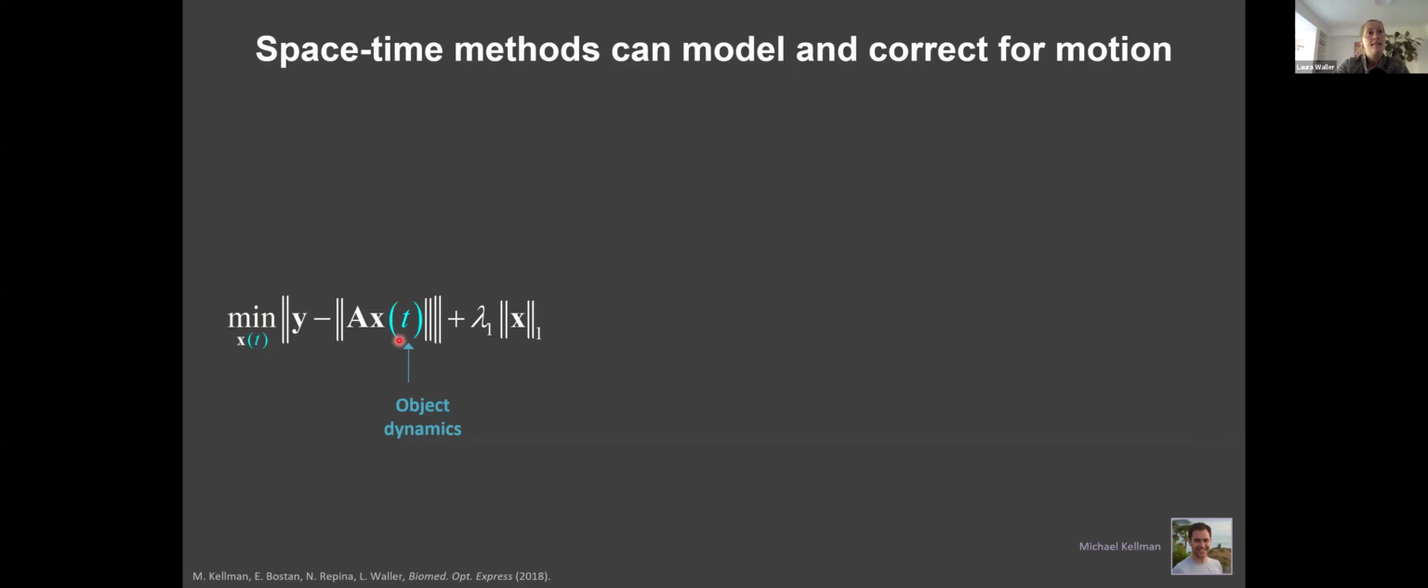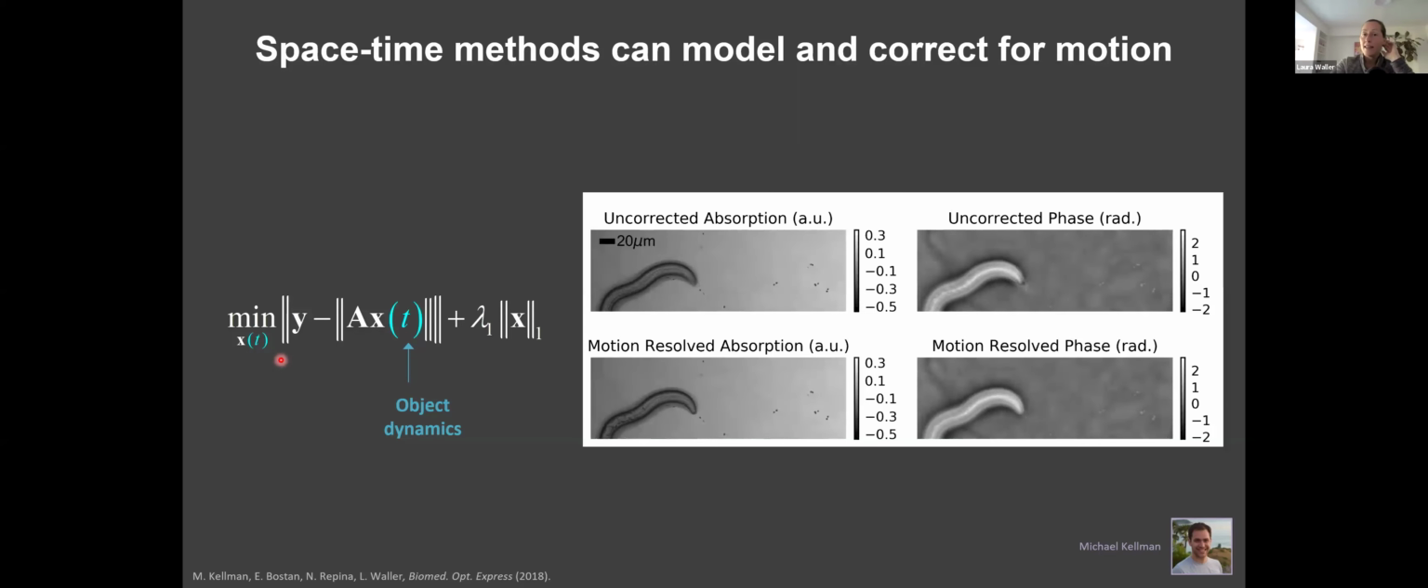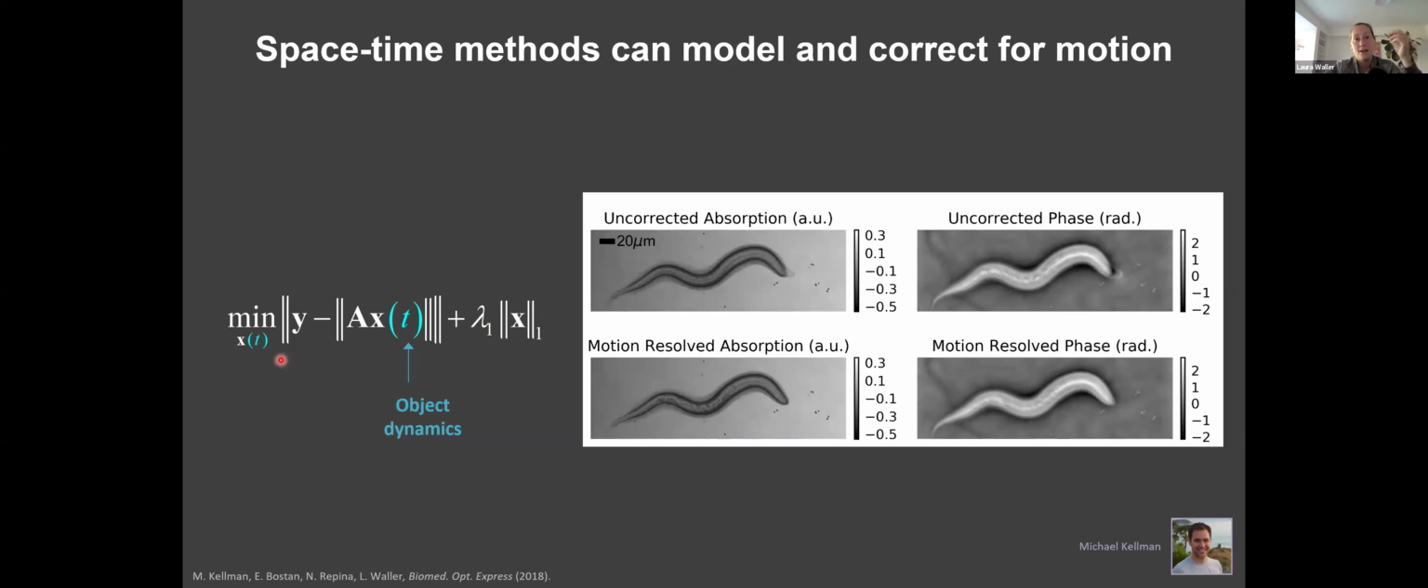So X is the object that we're trying to solve for, and now we need to solve for X of t. So that's a problem, right? Because we are trying to solve for the super resolved image, not for how the sample is moving. And so we would like to solve for both. And the reason why we have a chance at this is because we're looking at samples that are relatively smoothly moving or slowly moving.